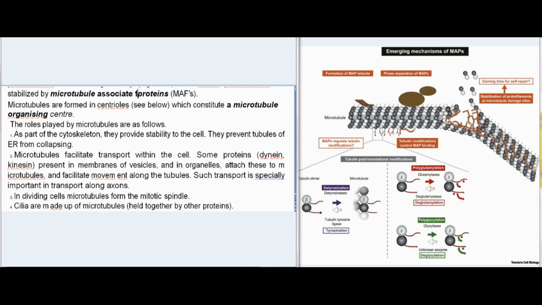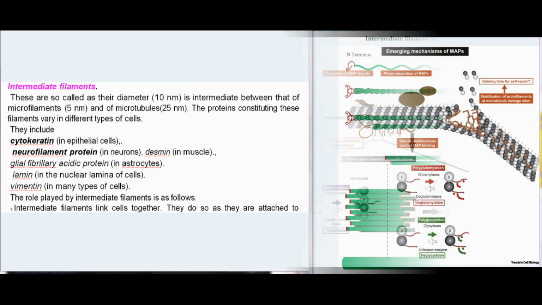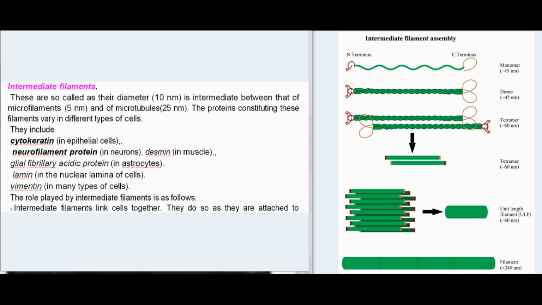In dividing cells, microtubules form the mitotic spindle. Cilia are made up of microtubules, held together by other proteins. Intermediate filaments. These are so called as their diameter, 10 nanometers, is intermediate between that of microfilaments, 5 nanometers, and of microtubules, 25 nanometers. The proteins constituting these filaments vary in different types of cells.